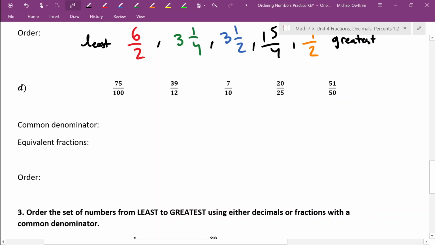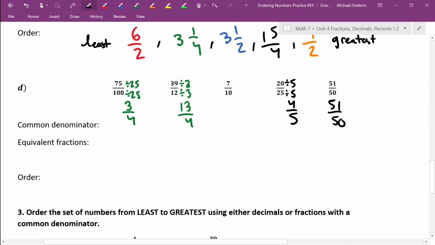In question D, we can do a lot of simplification in these fractions, so let's do that. We can divide top and bottom here by 25. This is really 3/4. I can divide top and bottom here by 3, and that'll give me 13/4. This already has nothing that I can simplify in it, so it's 7/10. I could divide top and bottom here by 5, and that will give me 4/5. And then there's nothing really I can do here with 51/50, so I'll leave that be.